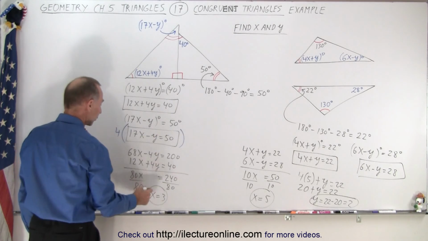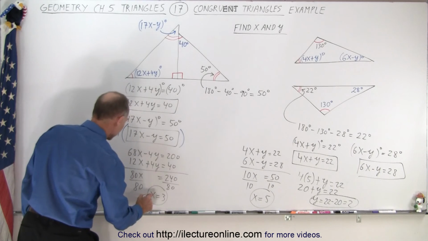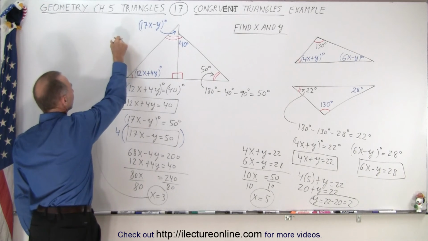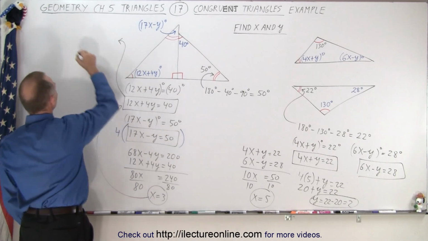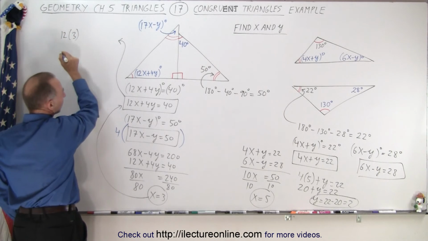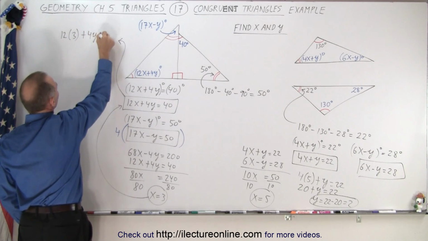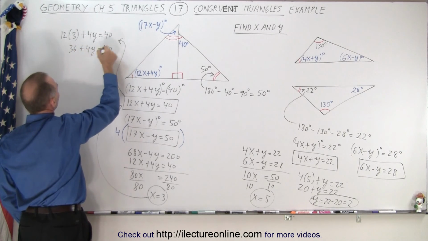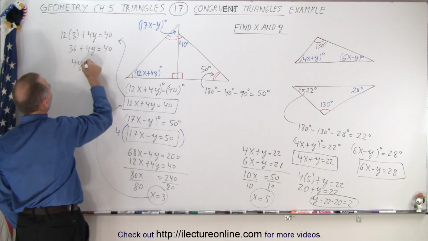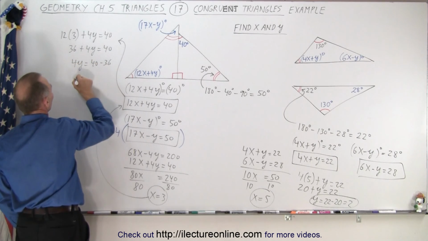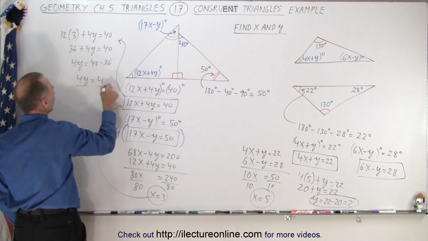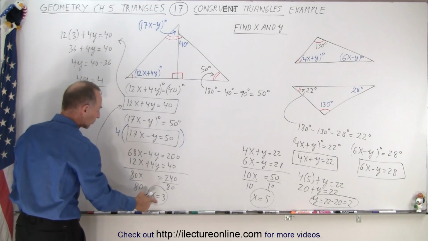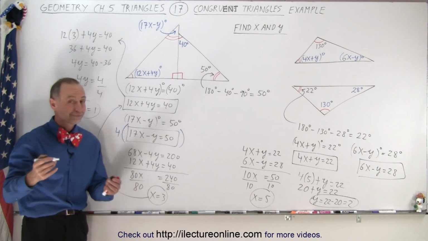Then I can plug that into one of our equations here. It doesn't really matter. I'll plug it into this equation, and let's see what happens. So I'm going to replace x by 3, so I end up with 12 times 3 plus 4y is equal to 40. So that gives me 36 plus 4y is equal to 40. Subtract 36 from both sides. I get 4y equals 40 minus 36, or 4y equals 4. Divide both sides by 4, and I get y equals 1. So in this example, we know that x equals 3 and y equals 1. And that is how it's done.